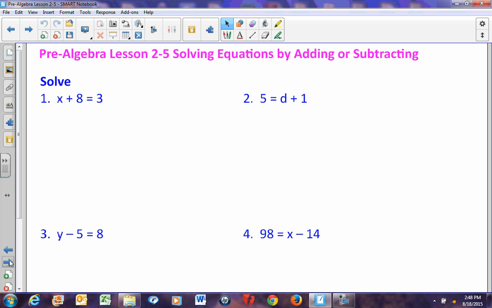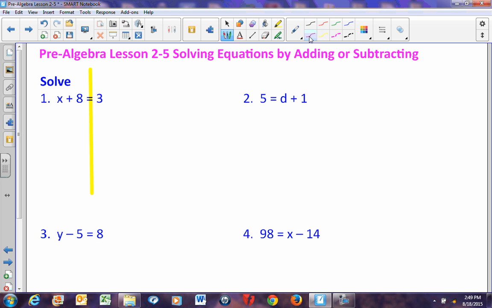So if we have these equations right here, x plus 8 equals 3. First of all, you have to know what separates one side of an equation from the other side of the equation. That would be the equal sign. The equal sign divides an equation into two parts. So there's my division sign between my two sides of my equation. Anything to the left side of the yellow is the left side of the equation. Anything on the right-hand side of the yellow is the right-hand side of the equation.